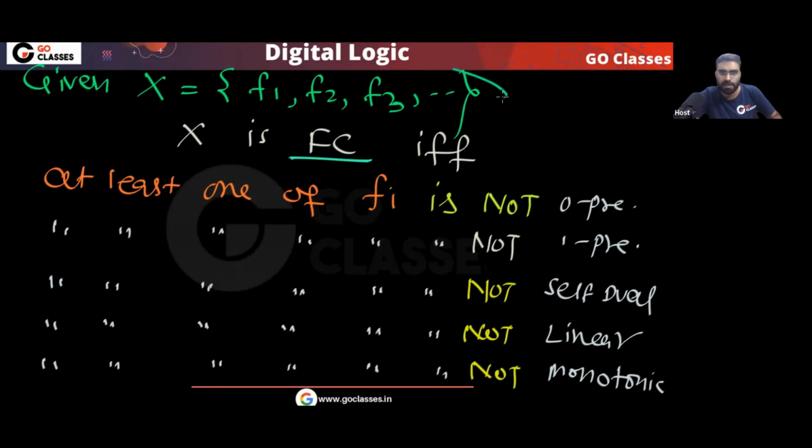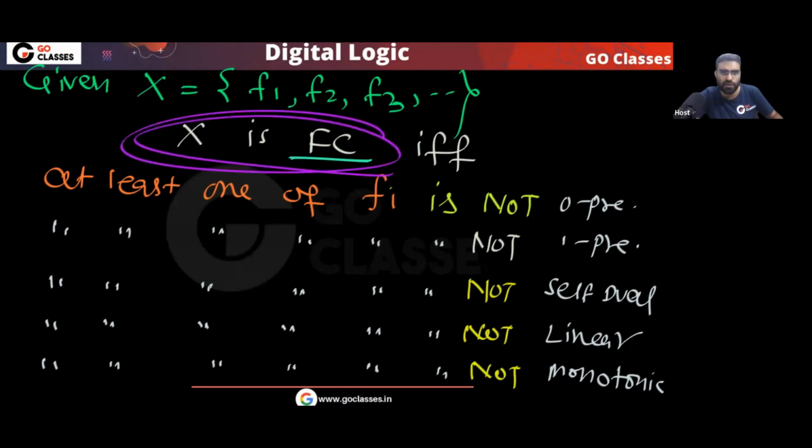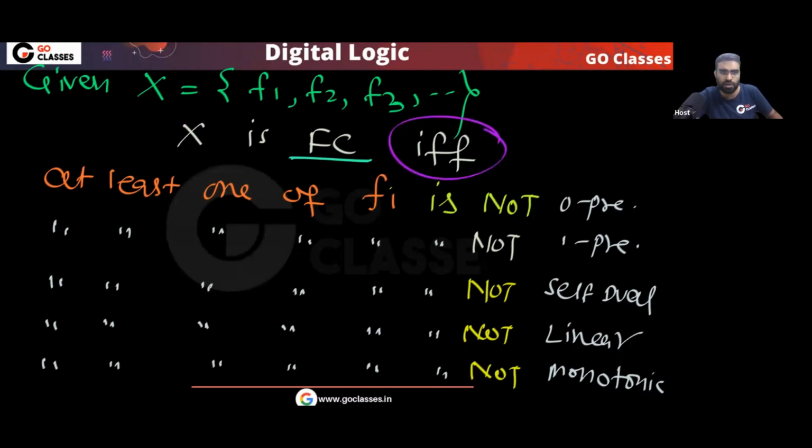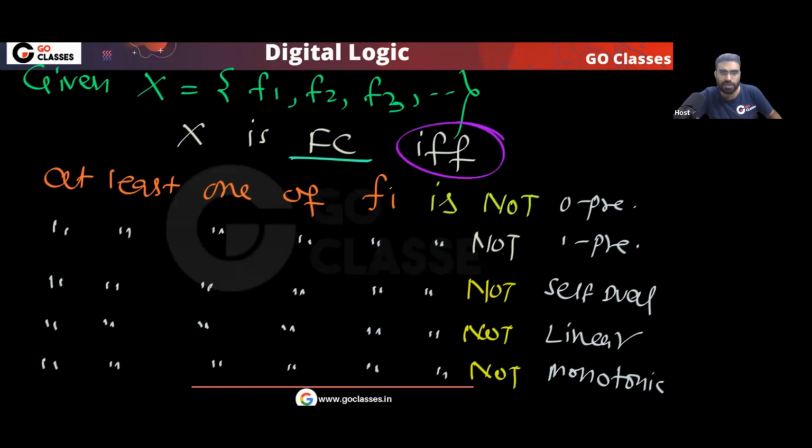See, read this. A set of Boolean functions is given to you. When can I say this X is functionally complete? This X is functionally complete if and only if, remember, this is an if and only if theorem, at least one of them is not zero preserving, at least one is not one preserving, at least one is not self-dual, at least one is not linear, at least one is not monotonic. Is this clear? Please let me know.